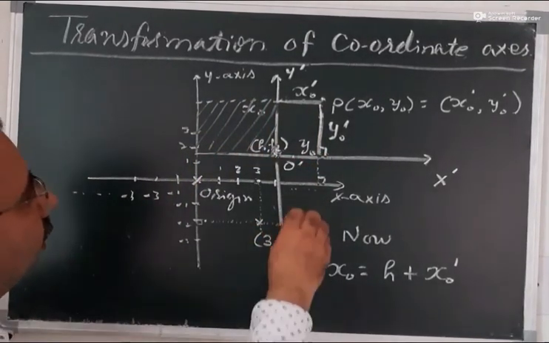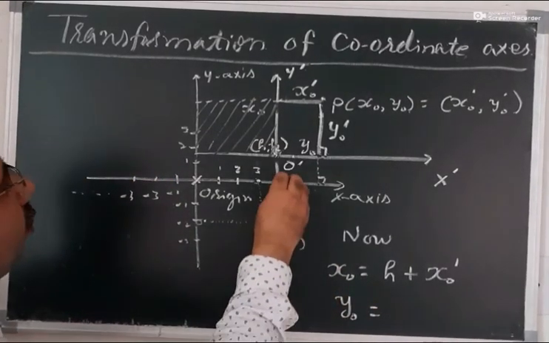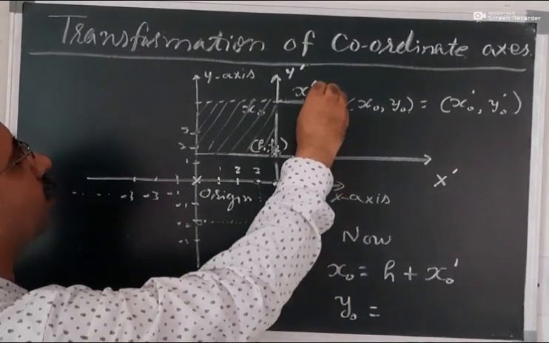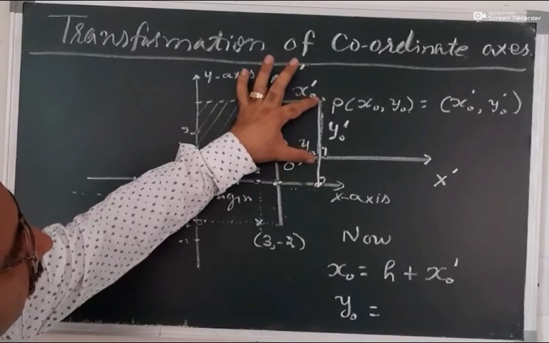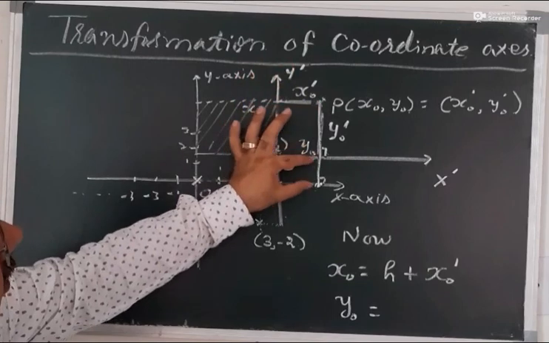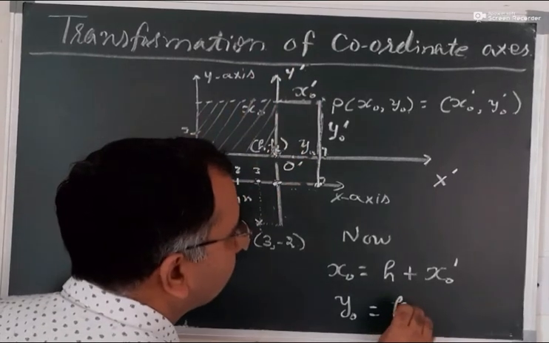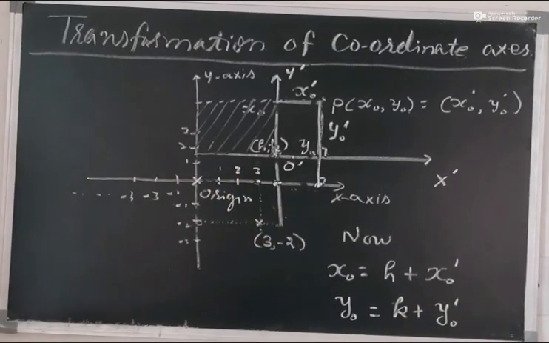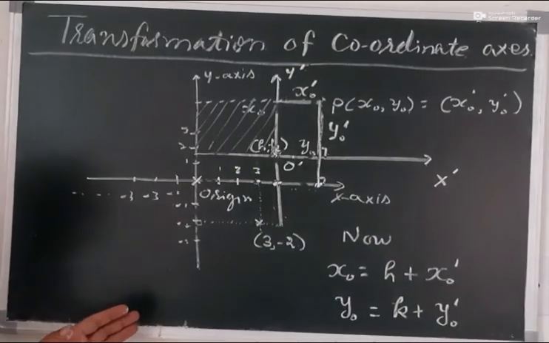Similarly, this height y0 is from this point to this point. I can break this length in two parts, this plus this. This height is y0 dash and this height is k, because the second coordinate here is k. So this is k plus y0 dash. So this is the relation between the new coordinate system and the old coordinate system.